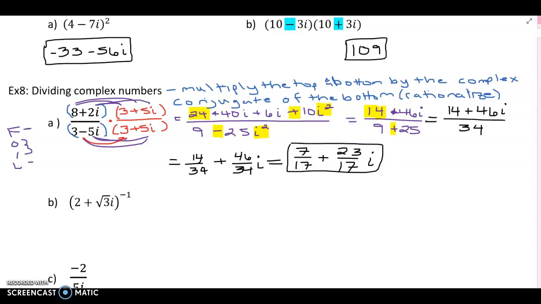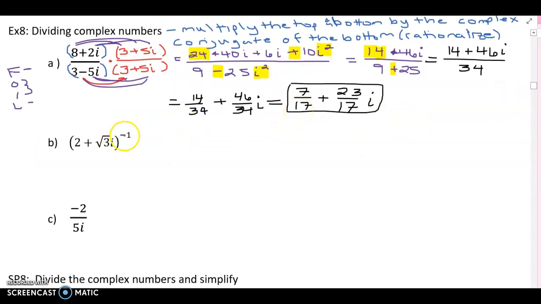Okay, moving on to the next one. We haven't seen this in our class yet, but hopefully you're familiar with what a negative exponent does. If not, we'll talk all about that in the next unit. But for now, if you see a -1 exponent, what that means is that it's 1 over 2 plus radical 3i. The radical is not over the i, right? The i is outside of that radical.